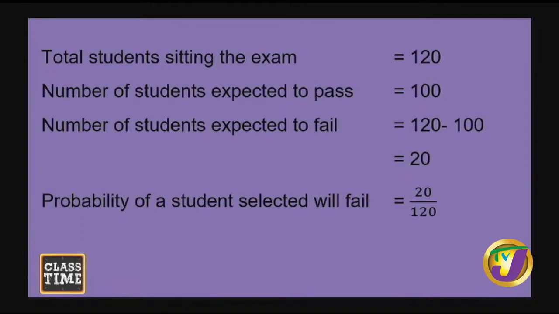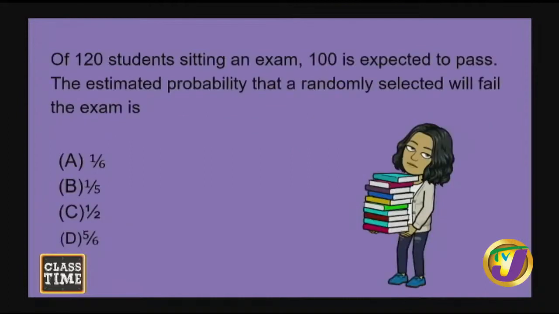Since I can see that there are factors between 20 and 120, I can simplify that. 20 divided by itself gives me 1, and 120 divided by 20 gives me 6. So 1/6. Let's look at both these answers, the 20 out of 120 and the 1/6, and see which one pops up. So there are the options, and A, definitely.